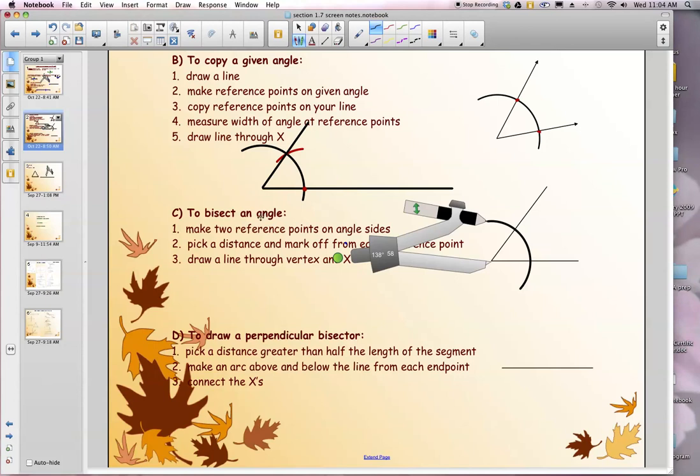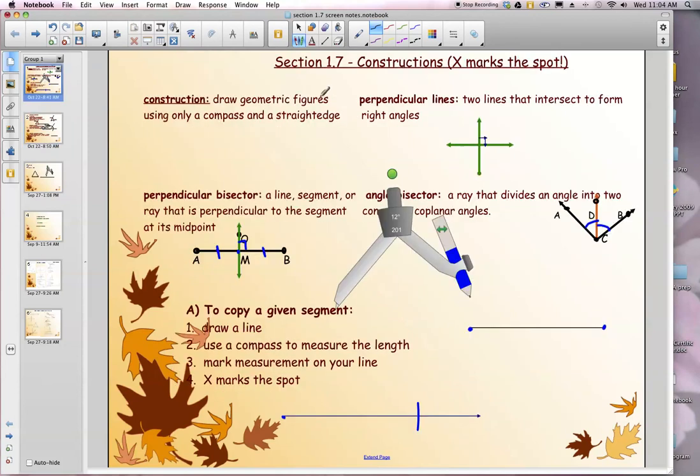Then the key to bisecting an angle is that every point on the angle bisector, if we go back to the other page, is exactly the same distance from this ray as it is from this ray. So what we have to do after we've created our reference points is to find a point out here that's exactly the same distance from those two reference points.